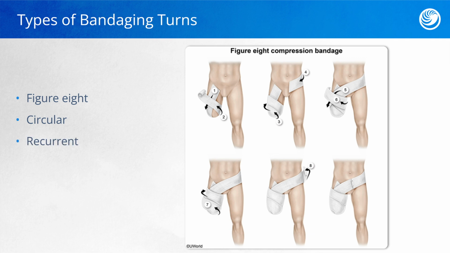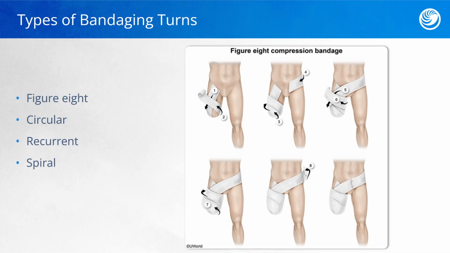Recurrent turns are used for distal areas, like the end of the fingertips or the top of the skull. It starts with 2 circular turns, and then you fold over upon yourself back and forth over that end of the affected area. And then you finish it again with 2 circular turns. Spiral and spiral reverse turns, we're going to talk about those in the next slide.